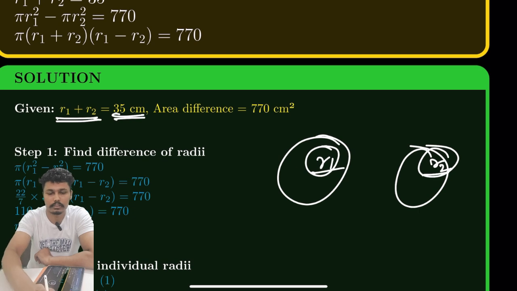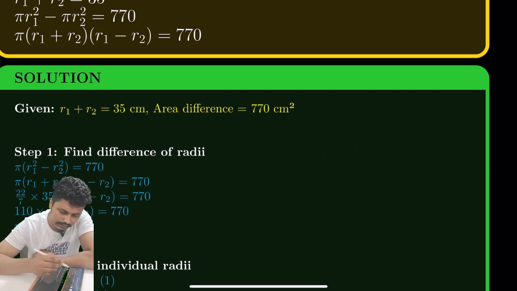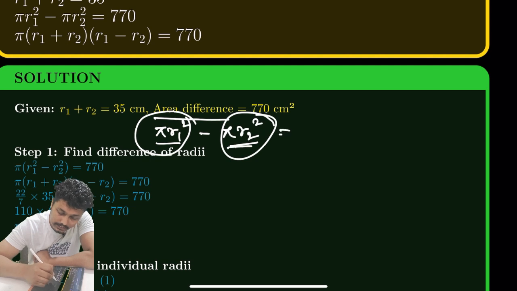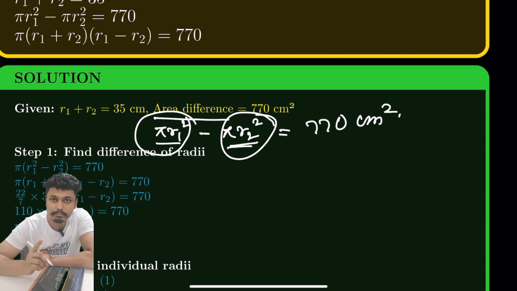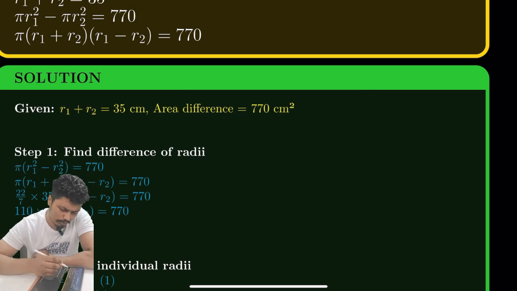Now the sum of radii is 35 centimeter, and another thing is the area difference. Area difference means, let's say pi r1 square is the area of the first circle minus pi r2 square is the area of the second circle. If I take the first circle minus the second circle area, I'll get 770 centimeter square. If I do the minus of these two, I'll get the answer. Got the point? Let's go next.